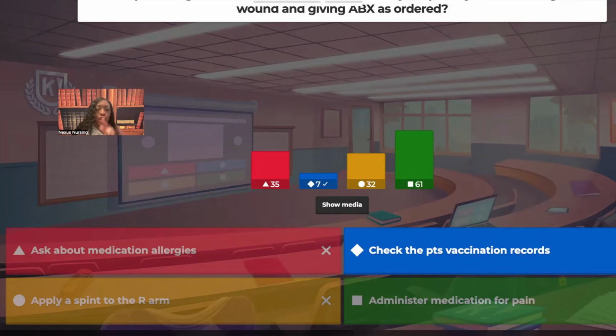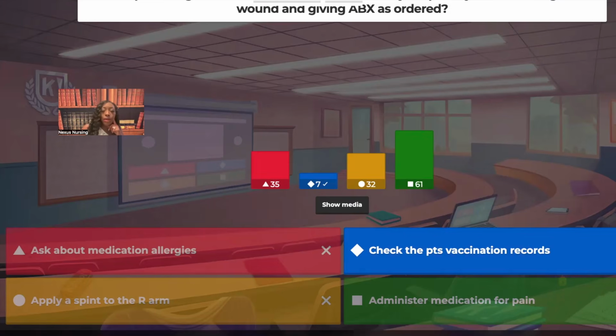Next, 32 of you said that you would apply a splint to the right arm. This patient has a gunshot wound to the right upper extremity. First of all, you're not going to be putting a splint on that arm. You're going to put what? A sling. Why? You want to mobilize that upper extremity. You want to prevent dependent edema. So that can't be the right answer.